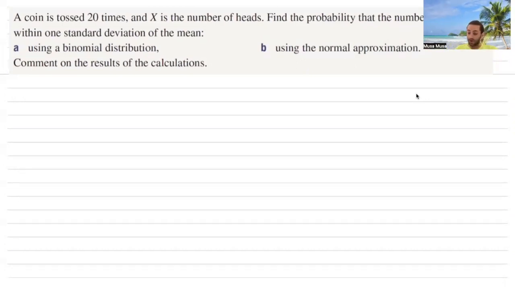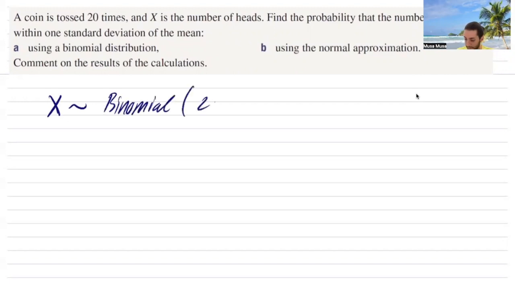Let's write out our binomial. All of these are tossing coins. Binomial, 20, a half. We already did this. We found the mean to be 10, and we found the standard deviation to be the square root of 5.